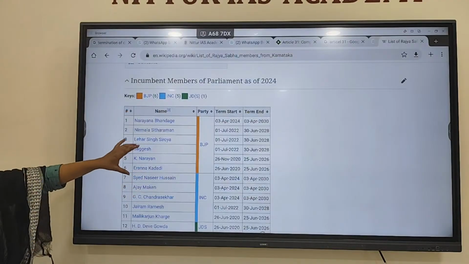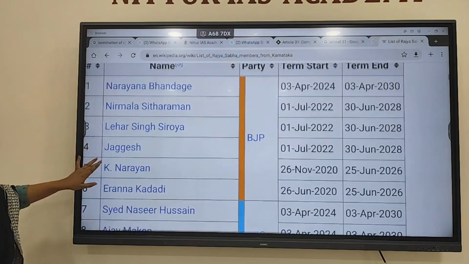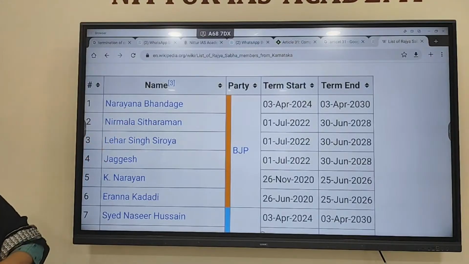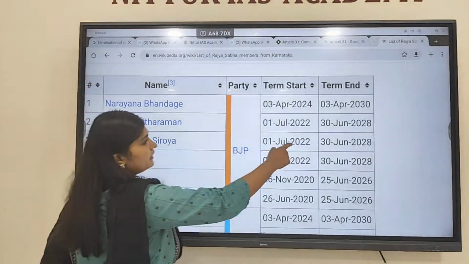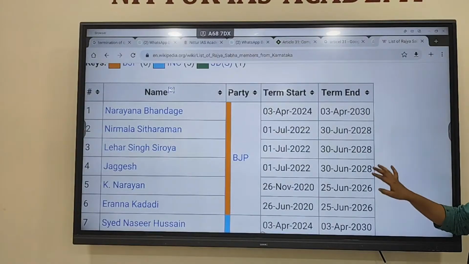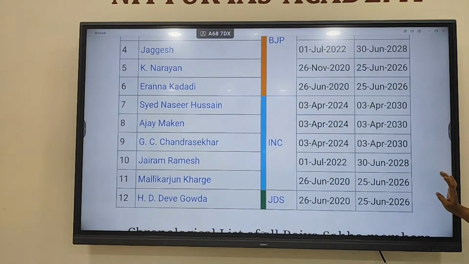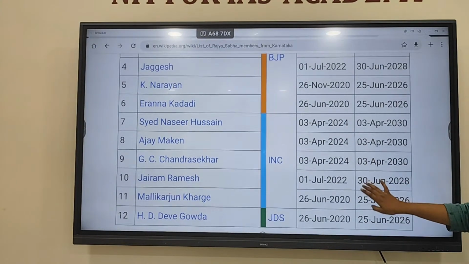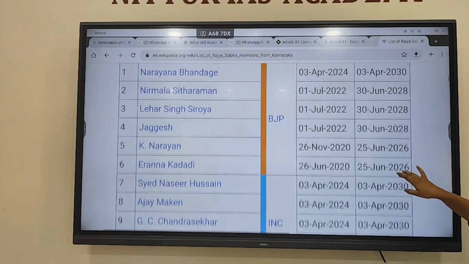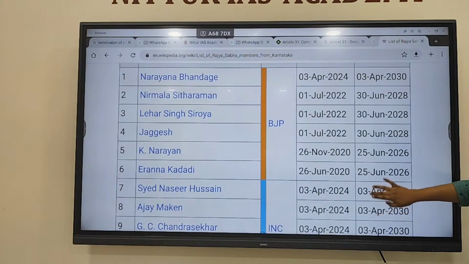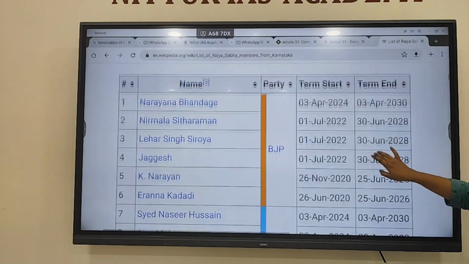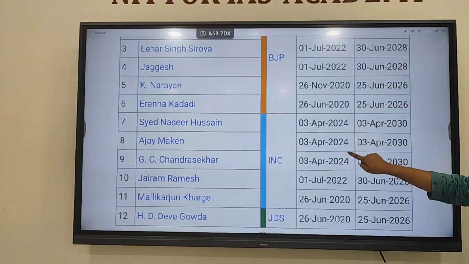See here, as I told you. He is elected in which year? 2024. Serving period 6 years, and he will retire in 2030. Next, Nirmala Sitharaman, 2022, retires in 2028. Okay, like this. Look, 1, 2, 3, 4. Again in 2022, 1, 2, 3, 4. In 2024, 1, 2, 3, 4. As I told you, every 2 years, 4 members will retire, 4 members will be elected.